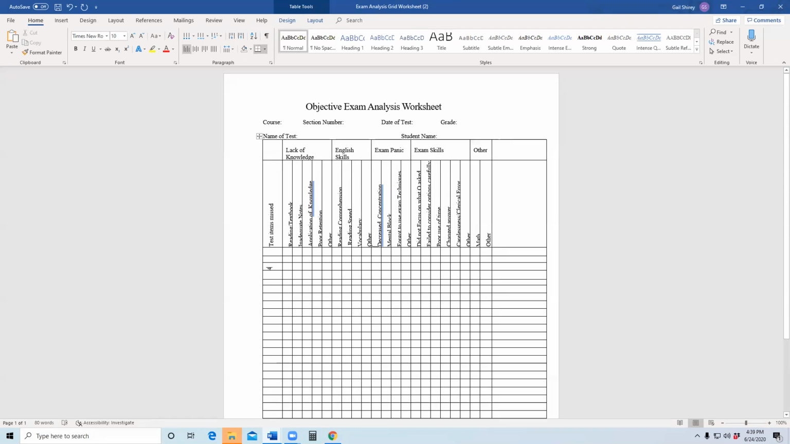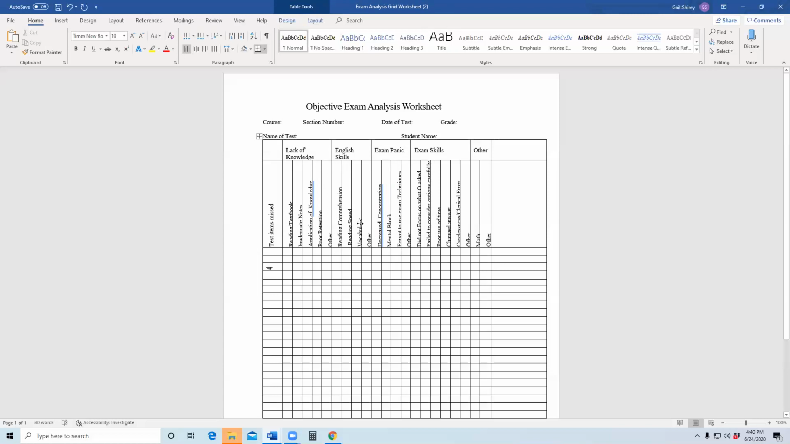We have "other" in every section, and anytime you check other, make sure you write in the answer why you chose that. You know, what is the other? You have to identify it. Another one is reading comprehension. Maybe you didn't understand the information.